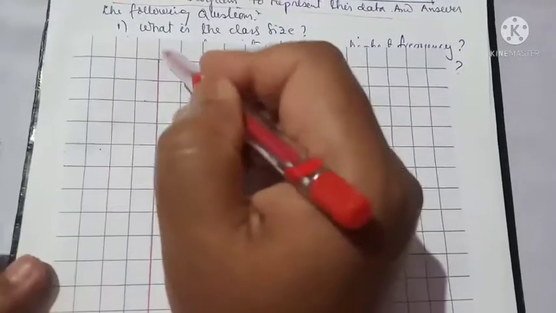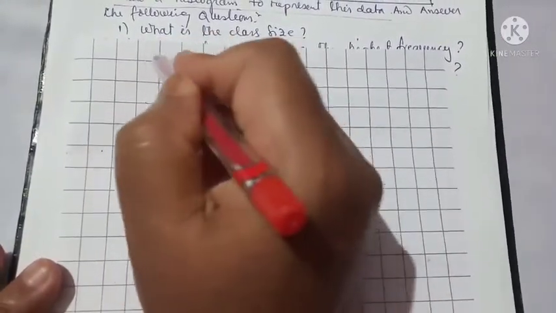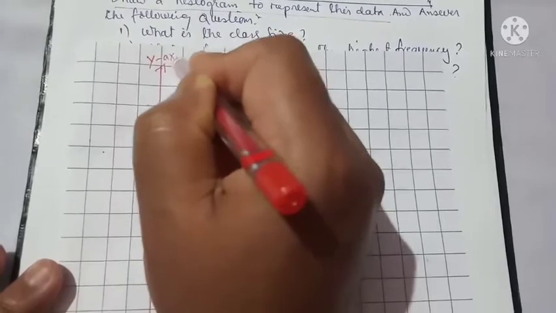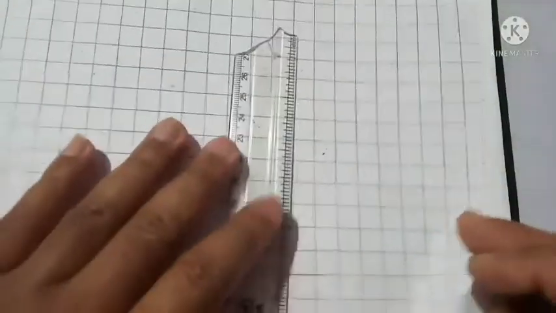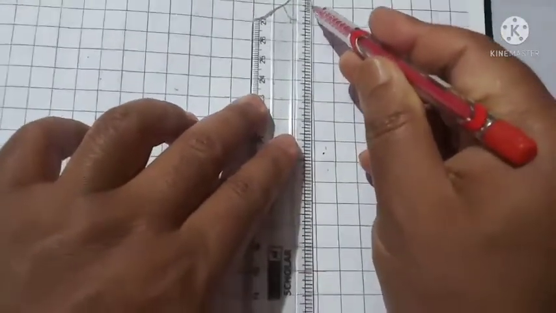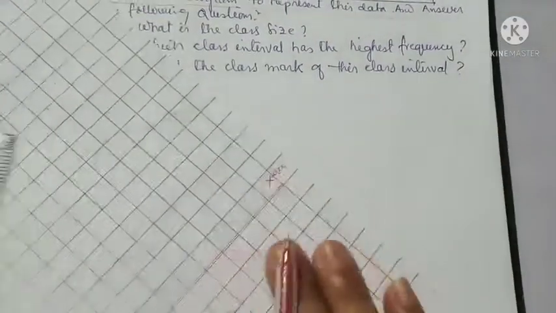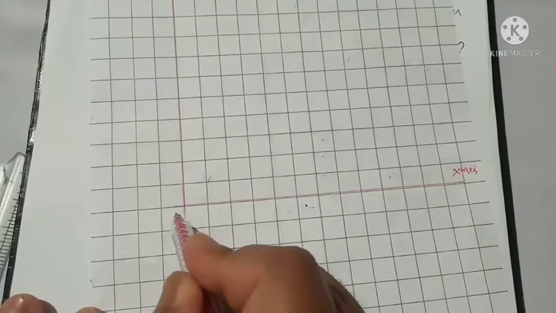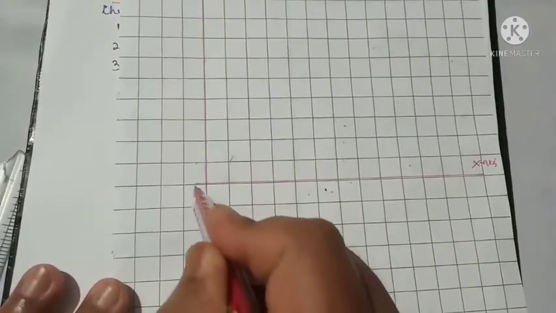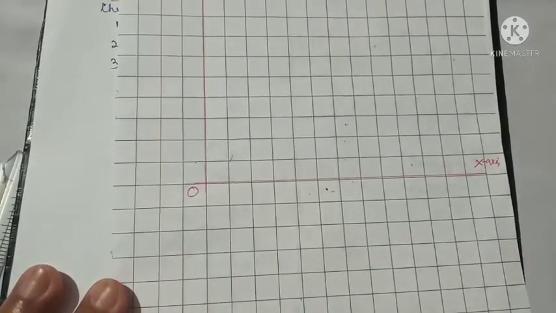This is the x-axis. Next we have to draw the two perpendicular axes. So these are the two perpendicular axes, and this is the y-axis. The meeting point of these two lines we call the origin, 0.